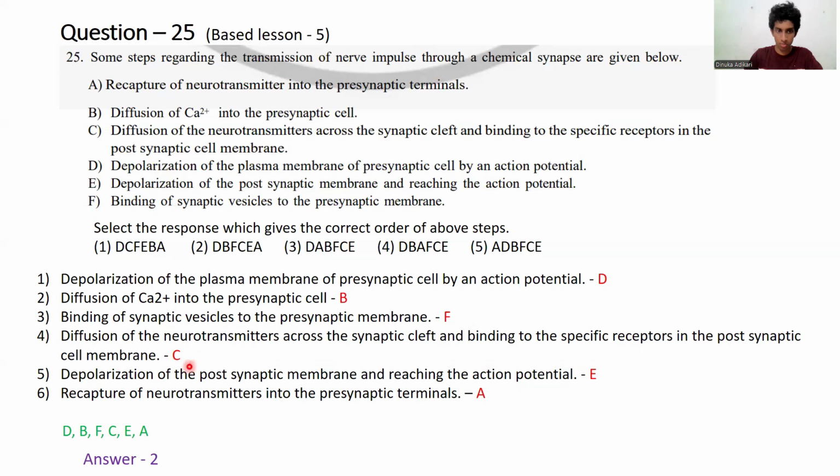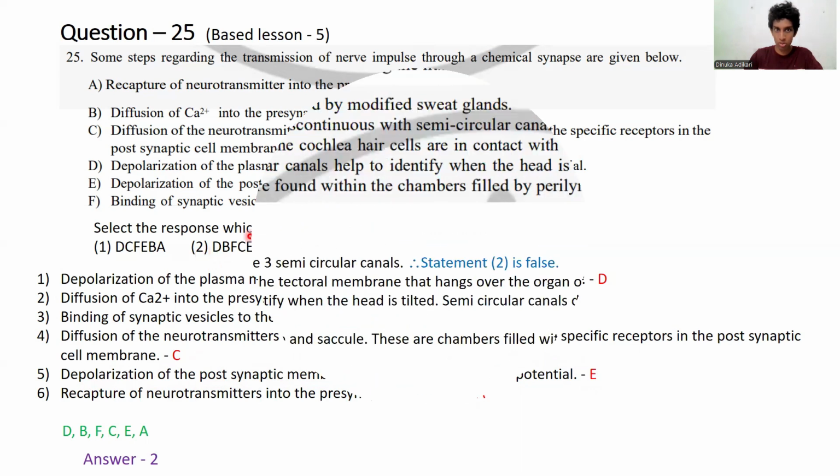So that is C. Then depolarization of the postsynaptic membrane and reaching the action potential, that is E. And finally, recapture of neurotransmitters into the presynaptic terminals, that is A. So the correct order is D, B, F, C, E, and A. So that is the second. So the correct answer is 2.